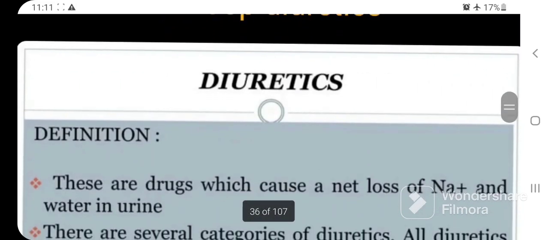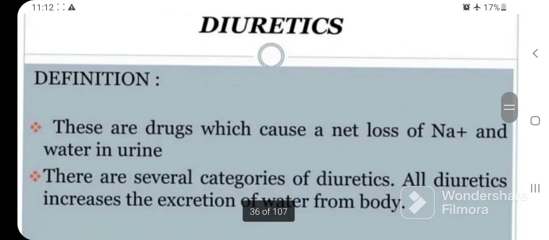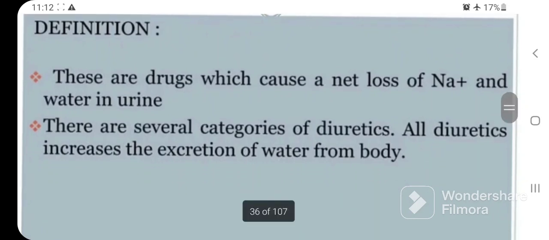Loop means, you know, the ascending loop and descending loop. Loop diuretics remove water, sodium and potassium from the loops. Simple mechanism of action, remember this one. Definition: these are drugs which cause a net loss of sodium and water in urine. They will remove the sodium and water in the urine.